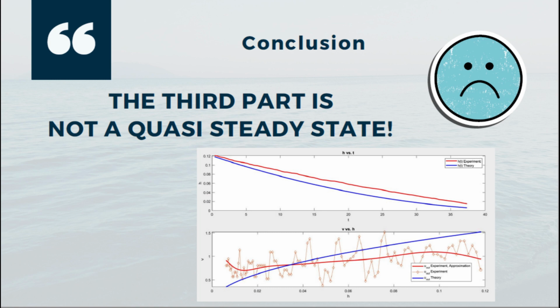In conclusion, the third part of the experiment didn't follow Bernoulli's equation. We can clearly see that in the graphs. It did not follow the equation because the ratio between the surface area of the water and the size of the hole was bigger than needed in order to be in a quasi-steady state, which is an important condition.